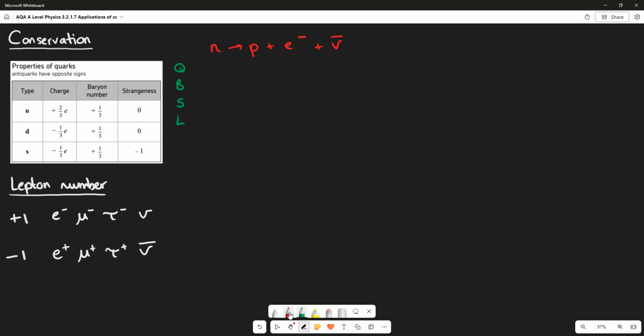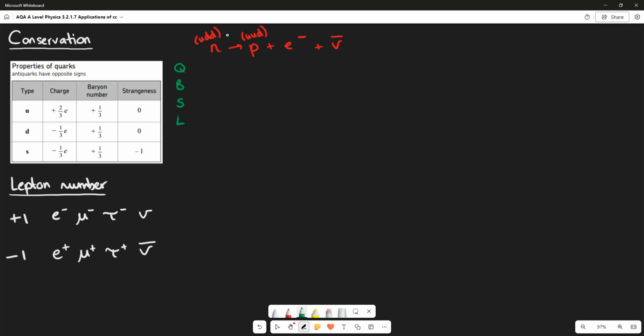Okay, so the neutron is a baryon and it is made of an up, a down, and a down quark. The proton is an up, an up, and a down. So what's happening is that in the neutron, one of those downs is decaying into an up, and as it does so, it releases these two particles. So let's look at the properties of all of the particles in this interaction.